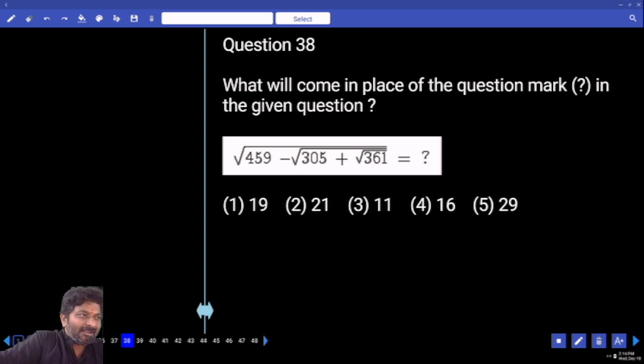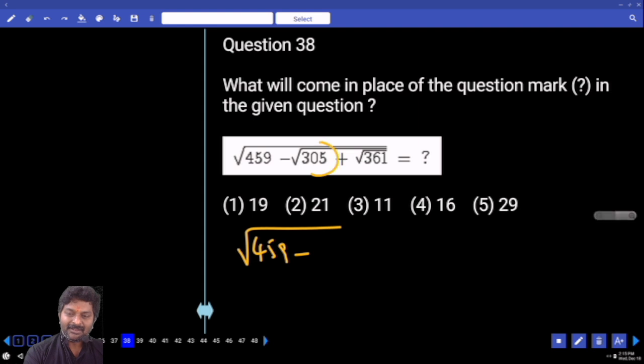Again, this one also I can directly go with approximation. Under root of 459 is there minus something. How much is this number? Nearby 305. What is this under root value square? Nearby 305. Which square do you have? Come on. 17 square or 18 square, whichever you want.